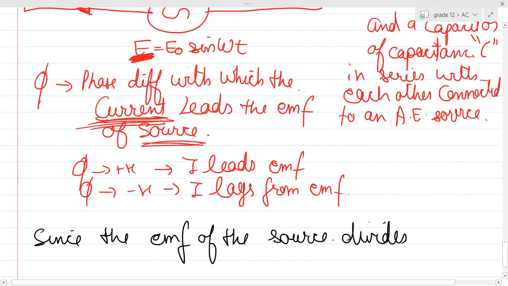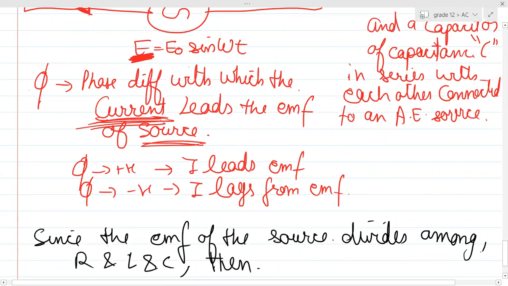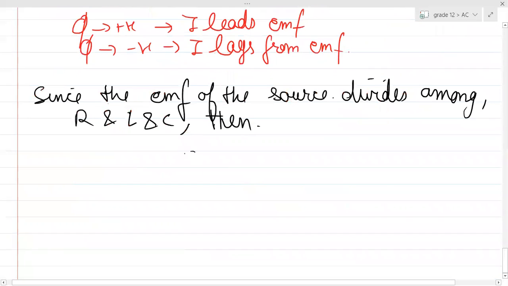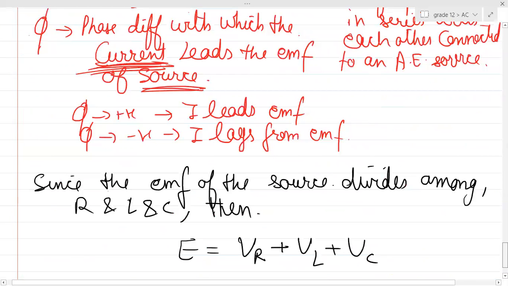divides among R, L, C, then can I write this particular thing? The EMF of the source is equal to VR plus VL plus VC. Can I say this? Yes, sir.